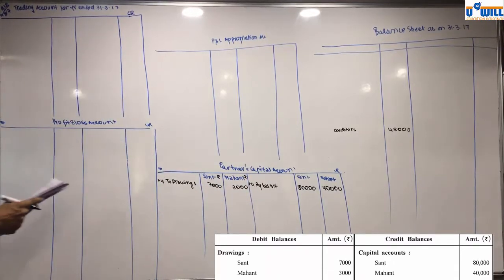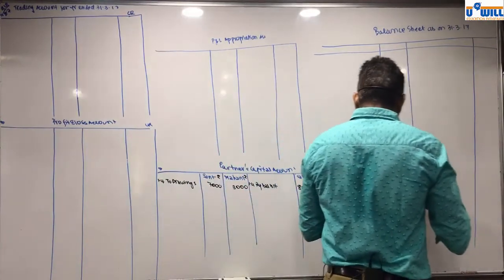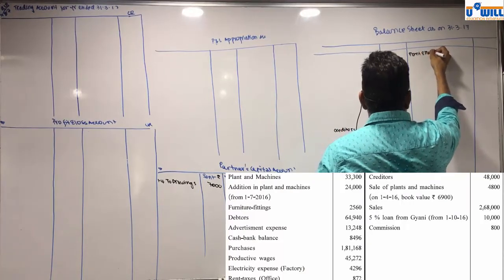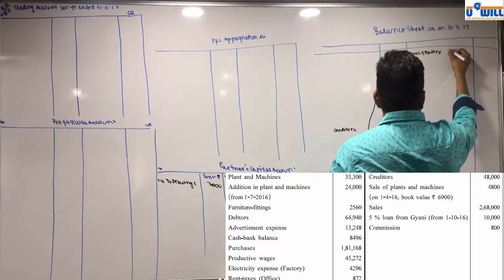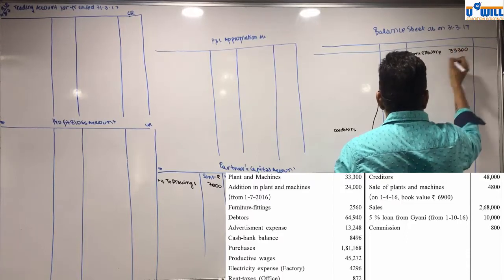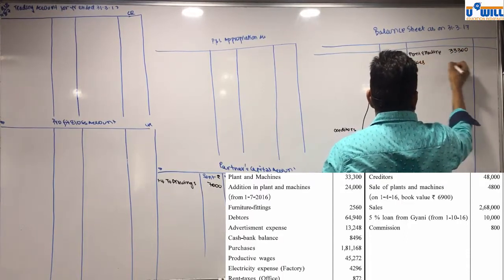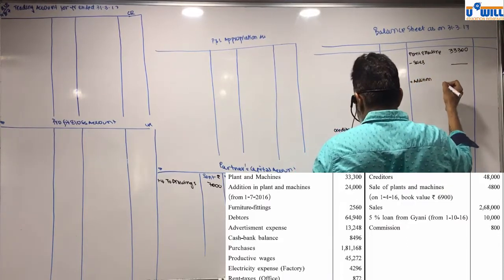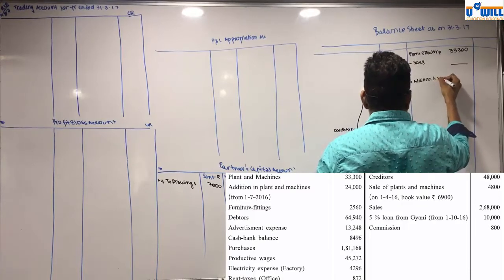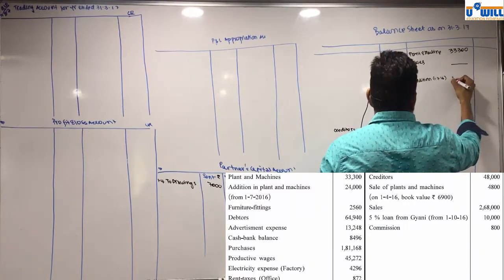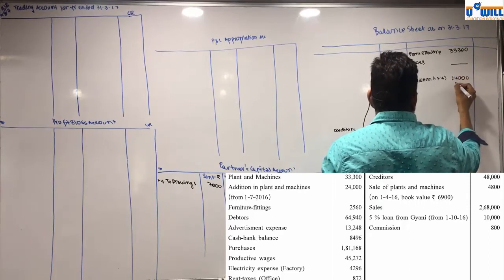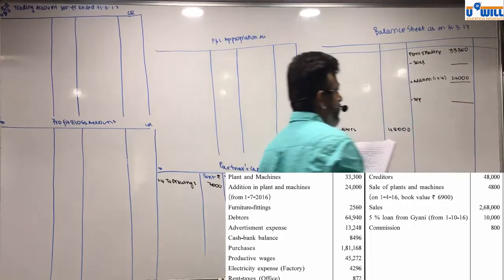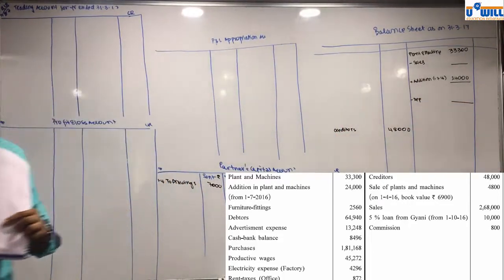Plant and machines. Now important adjustments. Plant and machine, amount is 33,300, minus sale, plus addition. We have addition on 1,716, that is 24,000. And then we have depreciation. So 1, 2, 3, 4, 5, 6 lines.